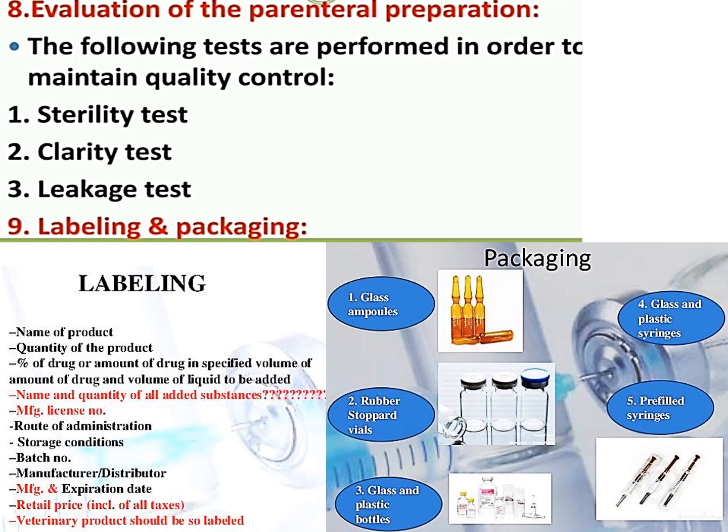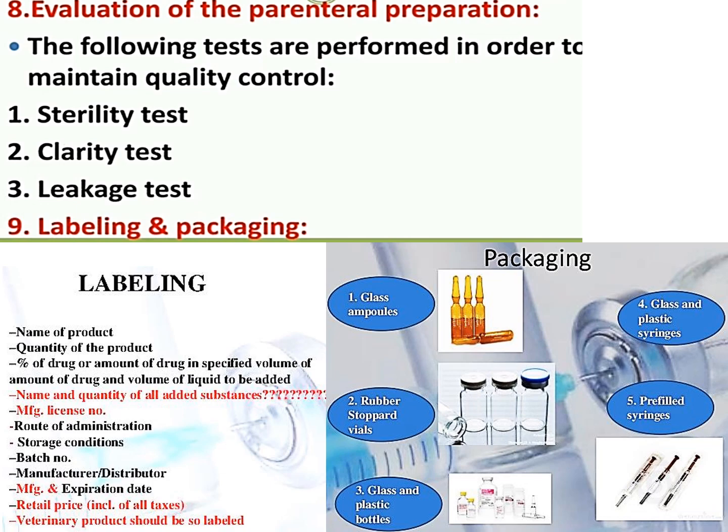The labeling parameters are also there for parenteral products. Name of product, quantity, and percentage of drug amount should all be mentioned in the labeling. Manufacturing license number, name and quantity of added substances, route of administration, storage condition, batch number, manufacturer, distributor, and manufacturing and expiration date should be mentioned. These are mandatory to be mentioned on the labeling.